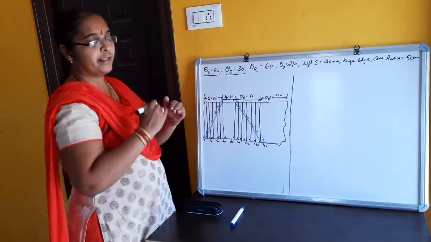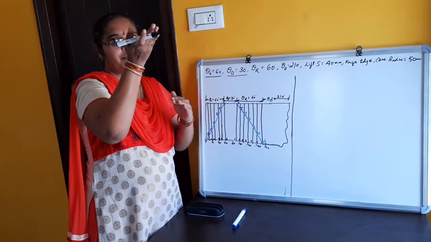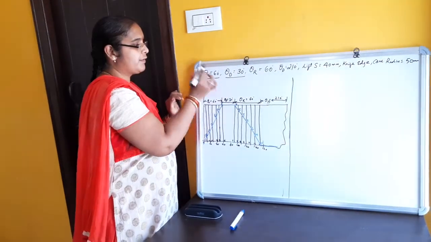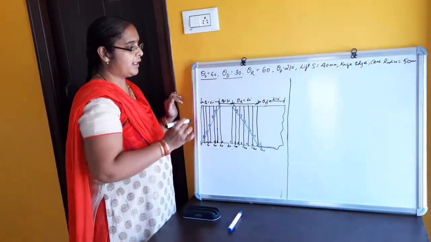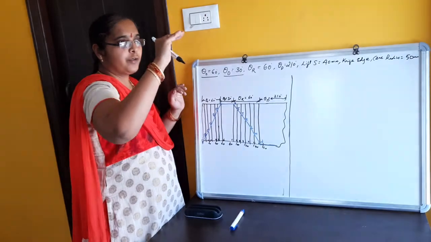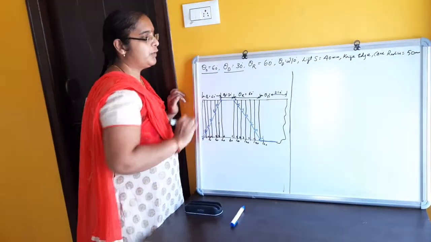Outstroke means when the cam rotates, the follower is going to perform the lift operation. It is going to move upwards. That is known as outstroke, which is given by 60 degree. After that, for 30 degree rotation of the cam, the follower is going to remain at the same position. So that is known as dwell, which is equal to 30 degree.